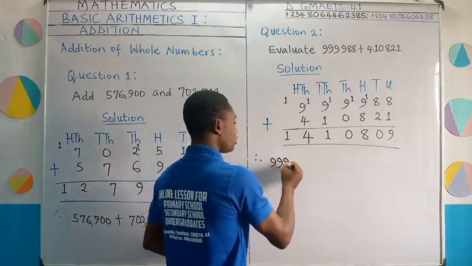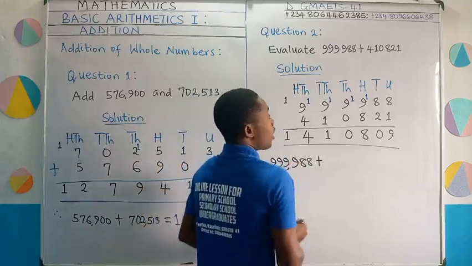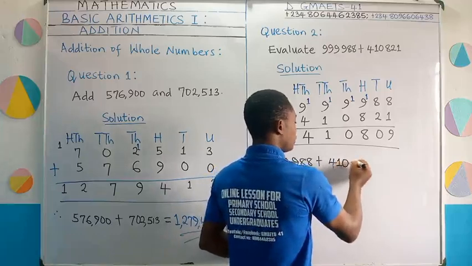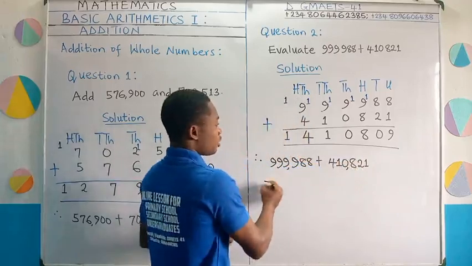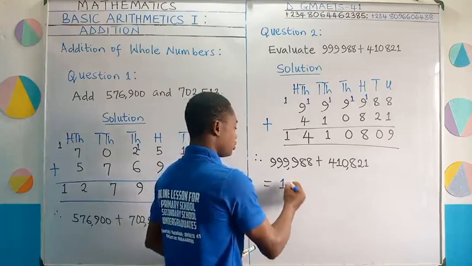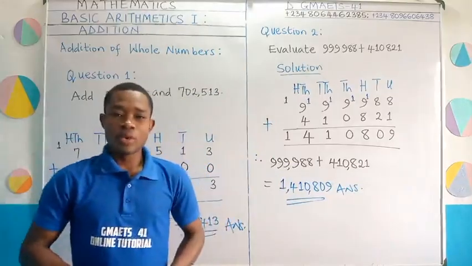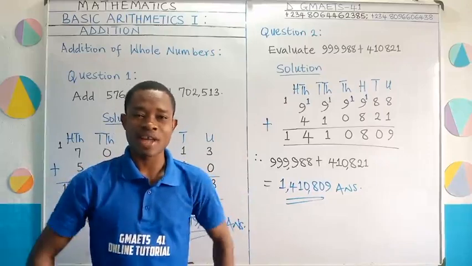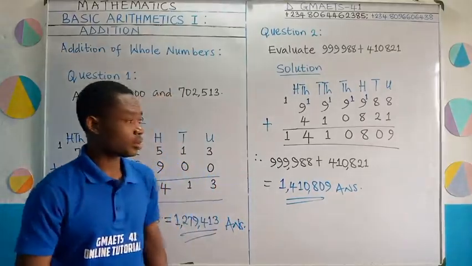Conclusion, therefore, 999,988 added to 410,821, my answer is going to be 1,410,809. That's how simple we solve this question. We are going to conclude addition of whole numbers by looking at a word problem question. Is that okay? Question number 3.